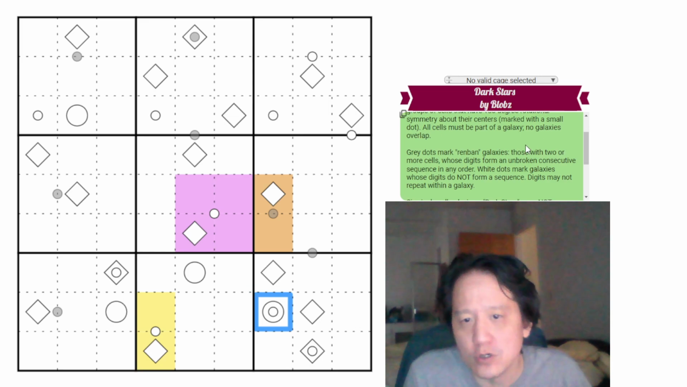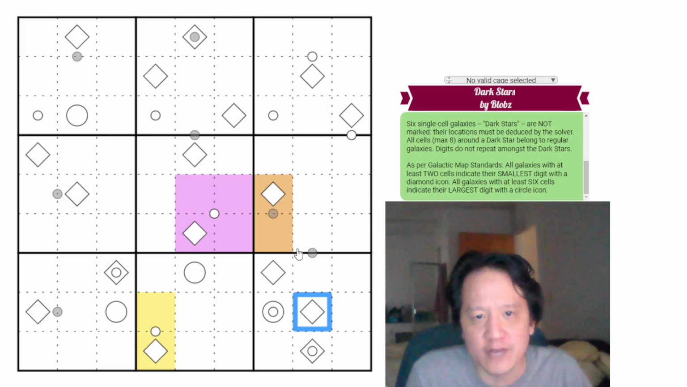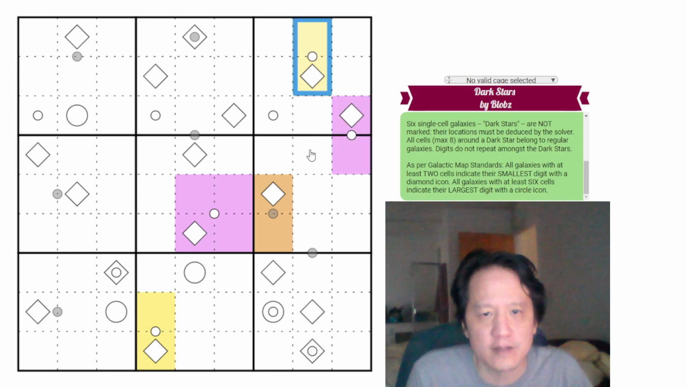The circle has at least six. And the diamonds have at least two. So this one's always two. This one's at least two. I forgot that I didn't say. So this is at least two, this is at least two, and those are the small ones. This is at least two. This is at least two.